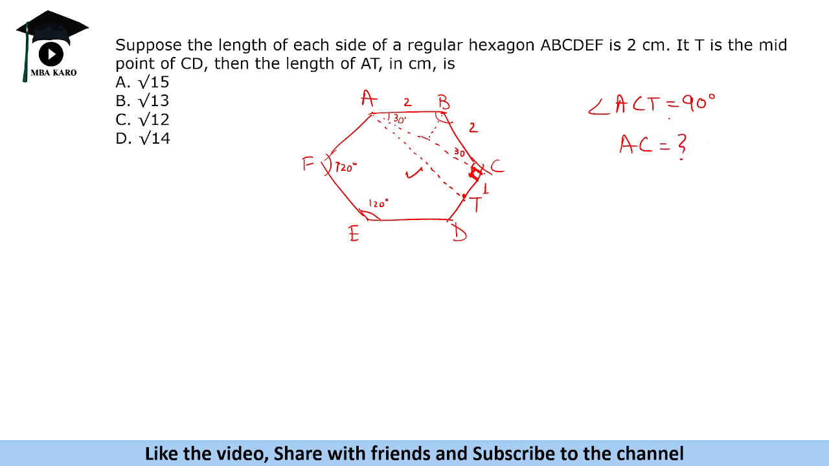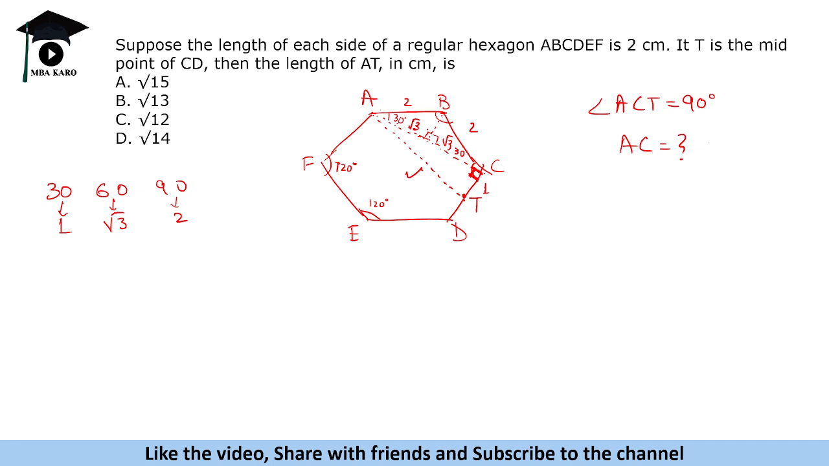So how to find AC? Again, let us split this triangle this way. This is a right angle triangle, a 30, 60, 90 triangle. In a 30, 60, 90 triangle, remember that the ratio of the opposite sides is 1, root 3 and 2. So now if this is 2, this will be root 3 and this will be root 3 again.